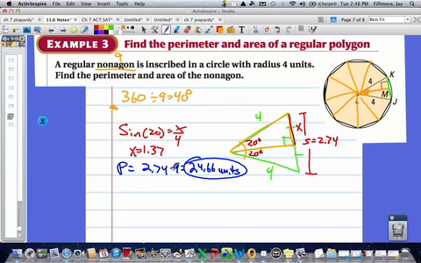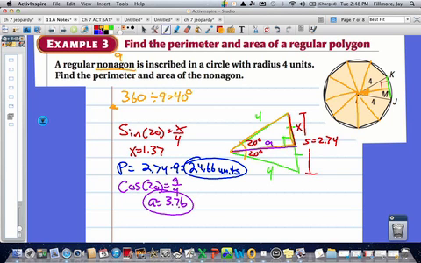Let's also use something else to find our apothem so we can find our area. Well, our apothem is here, so we have 2 options. One, we could use cosine and call this a. And we can say that the cosine of 20 is a over 4. And if I do that, I'm taking the cosine of 20 times 4, and my apothem ends up being about 3.76, and I can use that with my perimeter to find my area.